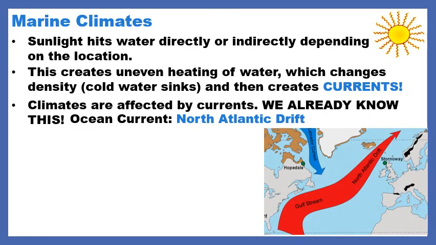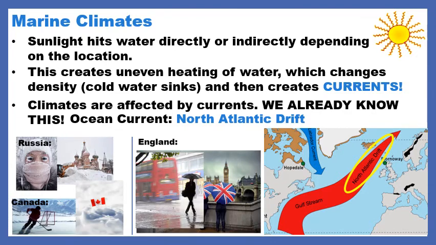This is an ocean current. It starts off on the east coast of the United States as the Gulf Stream, and when it crosses the Atlantic, it becomes the North Atlantic Drift. I'm noticing that this current is red. What does that mean? Red hot? This current is a warm current, and it is going to change the climate of three countries that are located in the same latitude. So remember, we learned about Russia, Canada, and England.